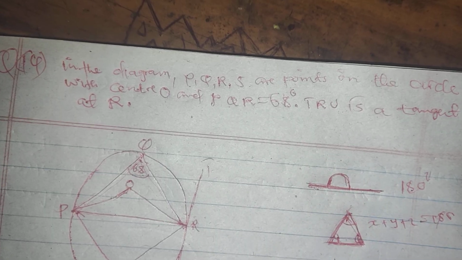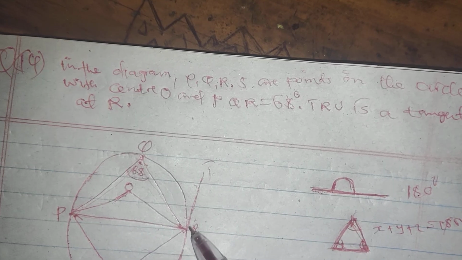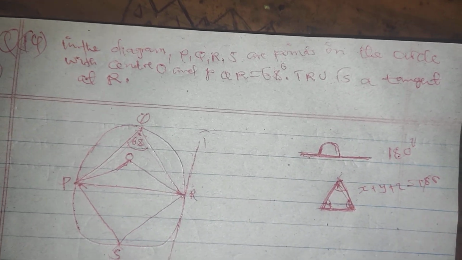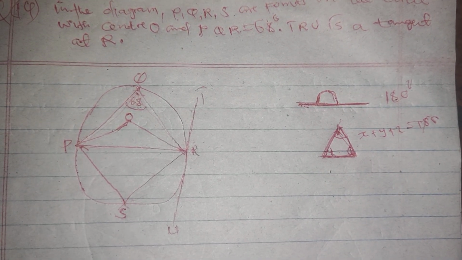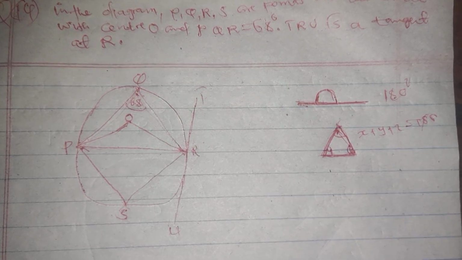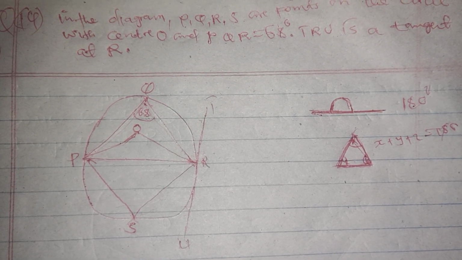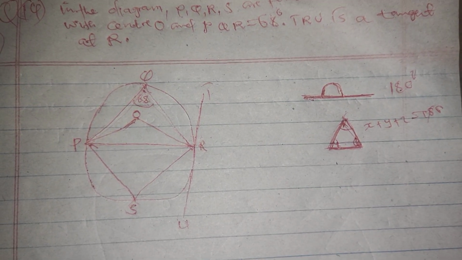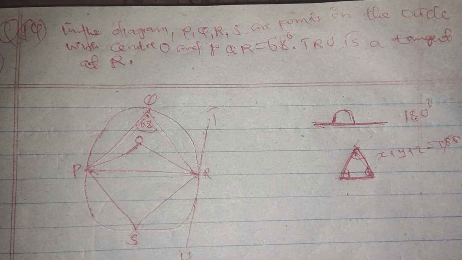And TRU is a tangent. So this line is holding the circle here. This line here is a tangent line. So here the question says find POR. The arrow here is showing the angle that we are looking for. So here we are finding the angle POR.